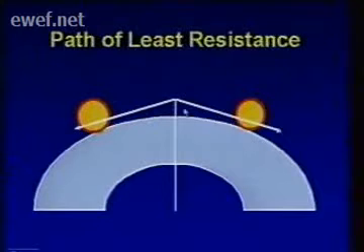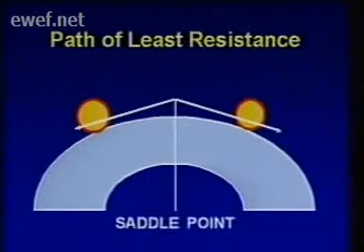So the path of least resistance for either one of these balls would be down on the right here, down on the left here, depending which way it left the balance line. That we call a saddle point. And a saddle point is basically a point of equilibrium which can be upset very easily by a little bit of new information. Doesn't take a lot.